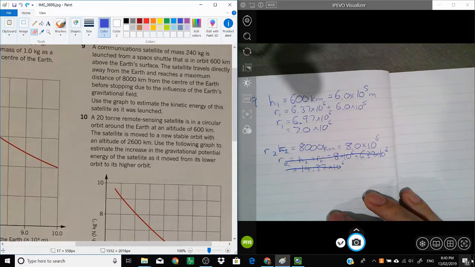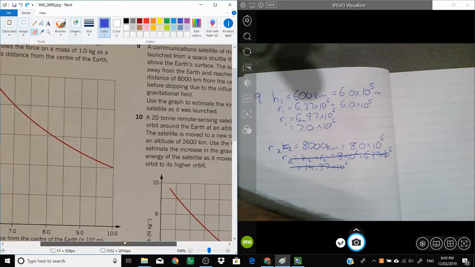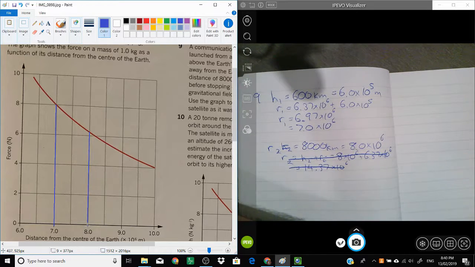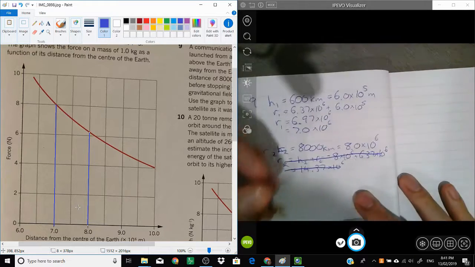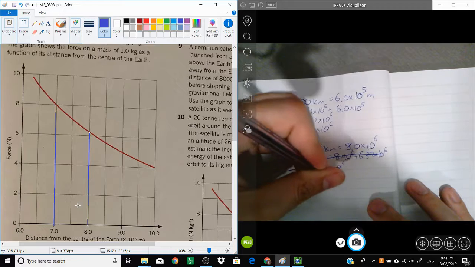Use the graph to estimate the kinetic energy of the satellite when it was launched. Okay, so then we've got our boundaries. We've got from 7 to 8. Let's have a look. Okay, from 7 to 8, so let's put in some markers for those. Okay, not eraser. Let's use my tool. All right, 7 to 8. I'm going to say that's 1 square. These two combine as 1 square. 2, 3, 4, 5, 6, 7. Okay, so the area enclosed equals 7 squares.